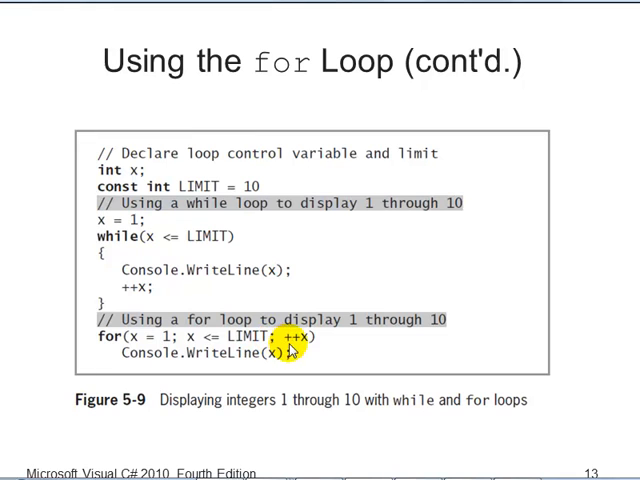Another semicolon, and then what are you going to do to your loop control variable to change it? You can increment it, you can decrement it, whatever you need to do. You might add 2 to it if you're going through even numbers. Okay? But something has to change on your loop control variable. Right? So that's the syntax. Your initialization, your test, and your change.